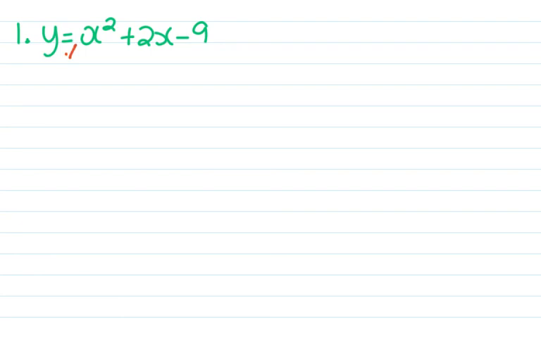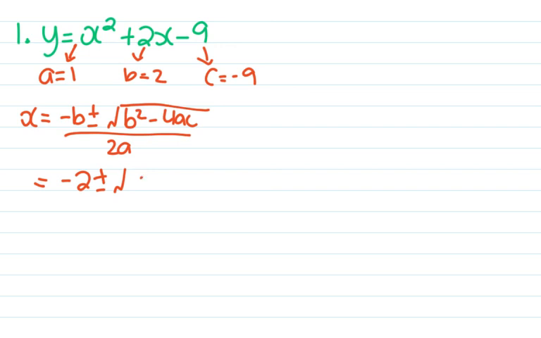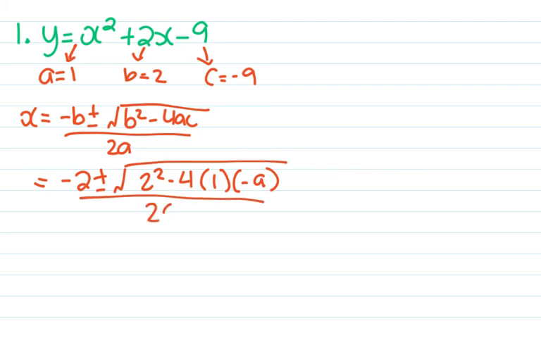So first, let's identify what a, b, and c are. A is 1, b is 2, and c is negative 9. Now we'll write out the quadratic formula. X equals negative b plus or minus the square root of b squared minus 4ac divided by 2a. All right, negative b is 2, so negative 2 plus or minus the square root of b squared, so 2 squared, minus 4 times a is 1 and c is negative 9, divided by 2a. A is 1, so 2 times 1.